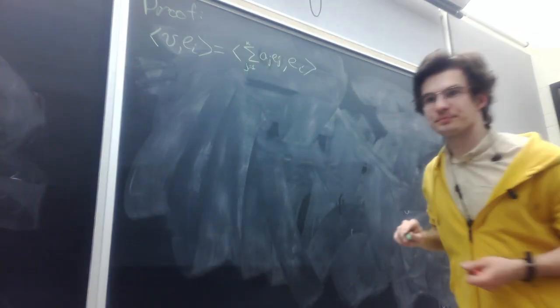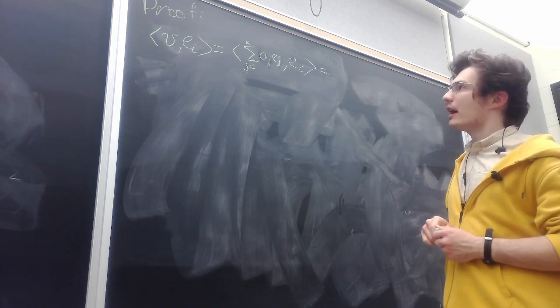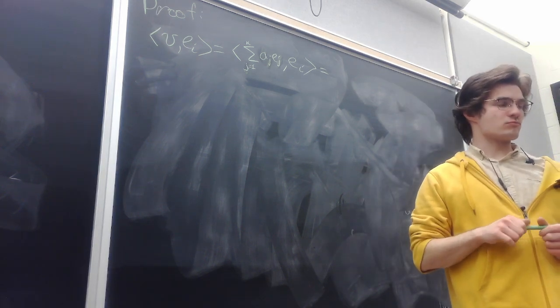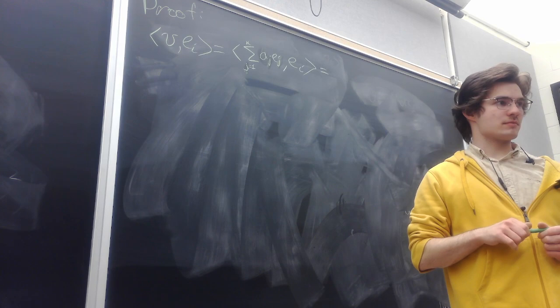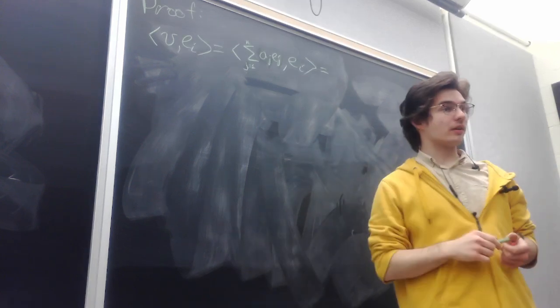All right. This is good. Okay, now, what do we know about the inner product in the first entry? Yes, it's linear in the first entry. So what can I do?